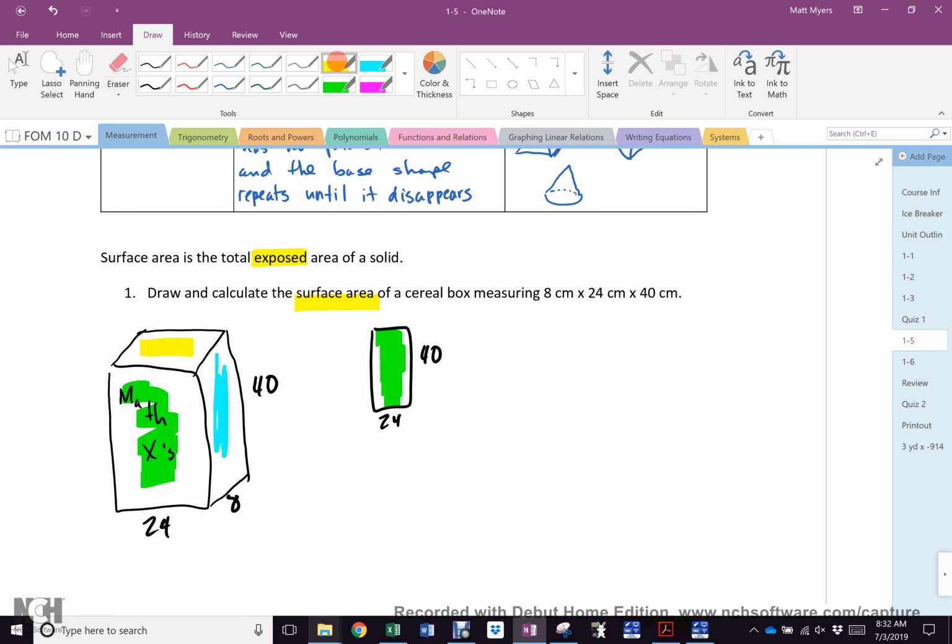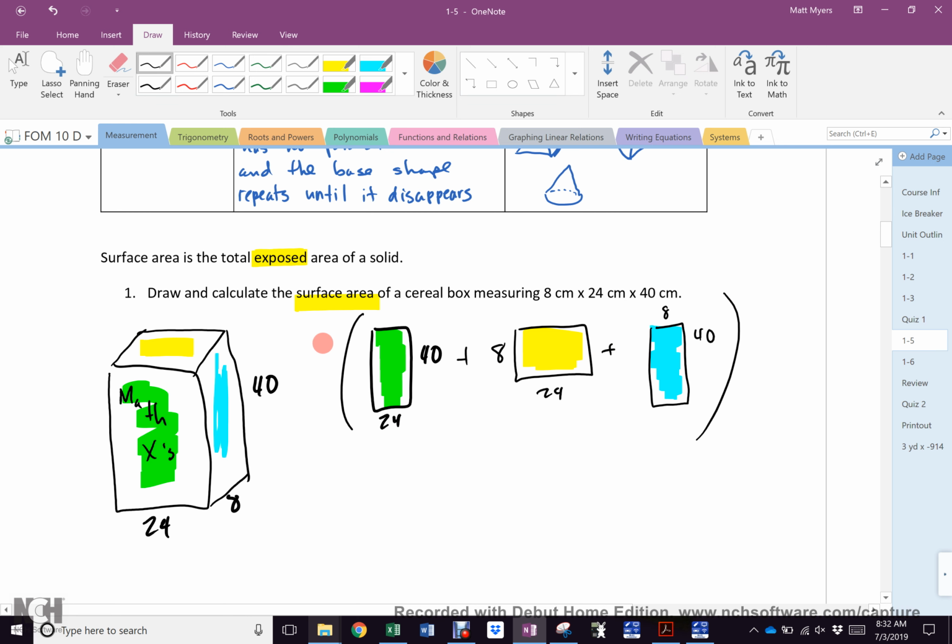How big is the yellow rectangle? 24 by 8. And how big is the blue rectangle? Then what would I do once I had that? Once I had those 3 numbers, what should I do with the answers? Add them together first, and then what? Multiply by 2. Everybody with me? Go ahead and do so.